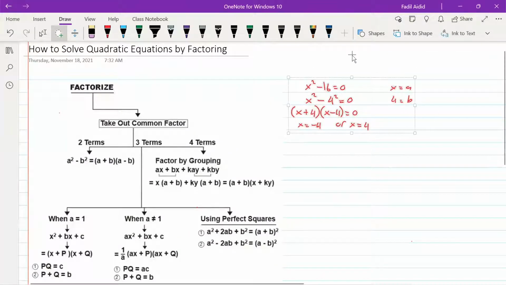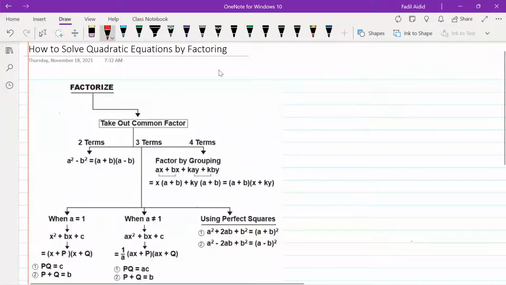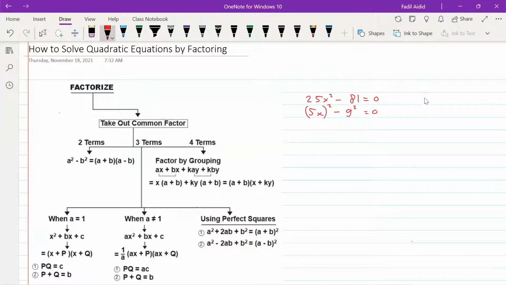Another example is 25x squared minus 81 equals 0. Before we apply this formula, we need to write 25x squared as 5x in a bracket and then put the square, like this. And then 81 is 9 squared, so now put 9 squared here. So we can know that a is 5x and b is 9. And then we can follow the pattern. So 5x plus 9 and then 5x minus 9 equals 0.